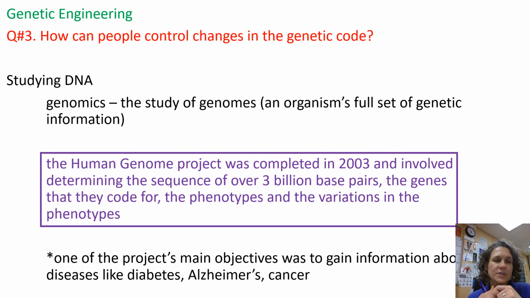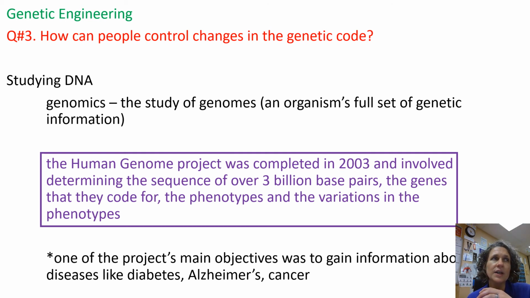Okay, so almost finished up here. So genetic engineering. What can we do as far as controlling the changes in the genetic code, or really simply figuring it out? This is a huge field right now, but this is the study of genomics, which is the study of genomes. Every organism has a genome, and it is the full set of genetic information. So for us, it's all of our DNA. What does our DNA say?